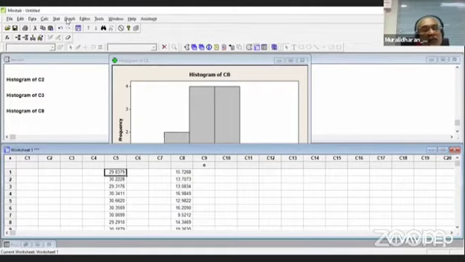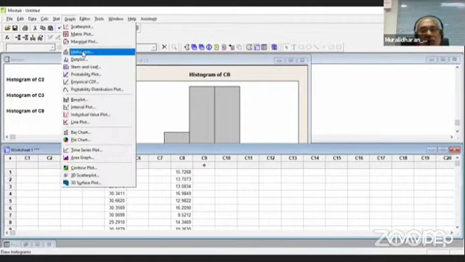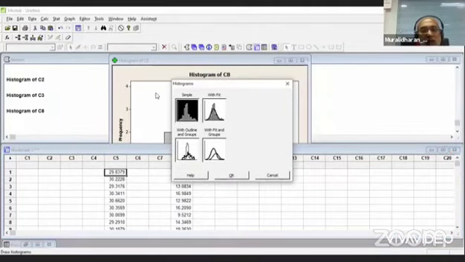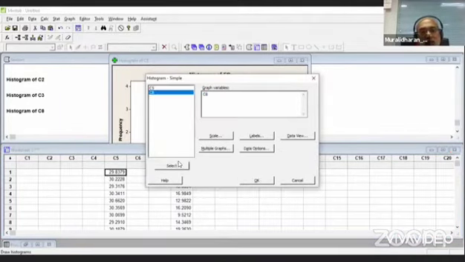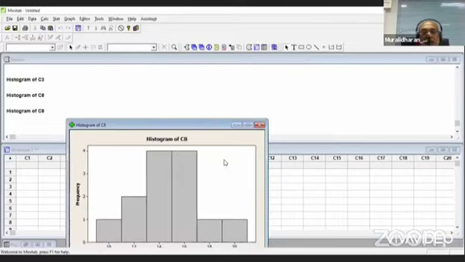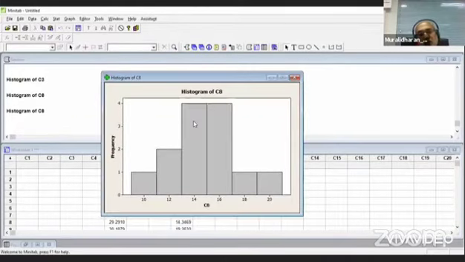Okay, so graph, I'll go with histogram. Again, the same thing. So I'm showing everything one by one. So C8, I select, okay. So perfect, almost normal now. So there is no doubt.